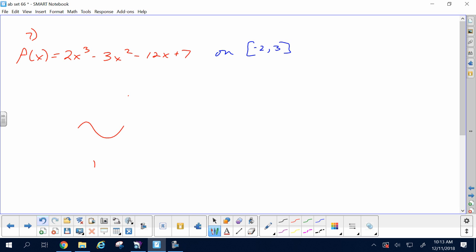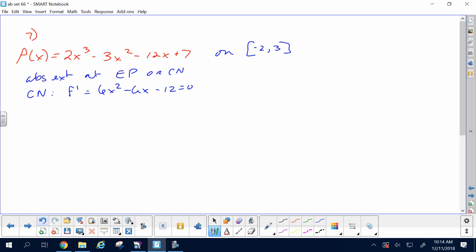So did you start with the EVT, or extreme value theorem? Absolute extrema must be at endpoints or critical numbers. Okay? Endpoints are given, critical numbers need to be found. Critical numbers are the derivative zeros or undefineds. There's no undefineds here on a cube. There's no sharp turns or anything like that. No funny business. If you did the algebra correctly, you probably pulled out a 6 and then factored. And did you get critical numbers of 2 and negative 1?